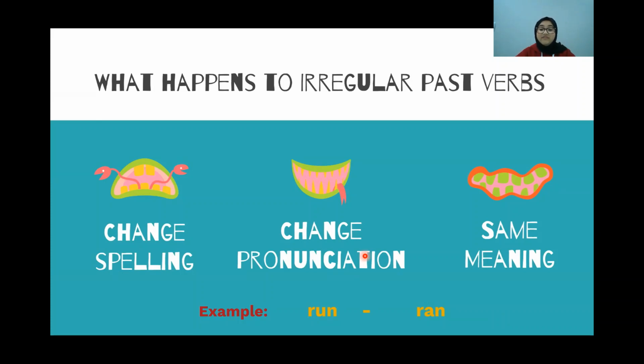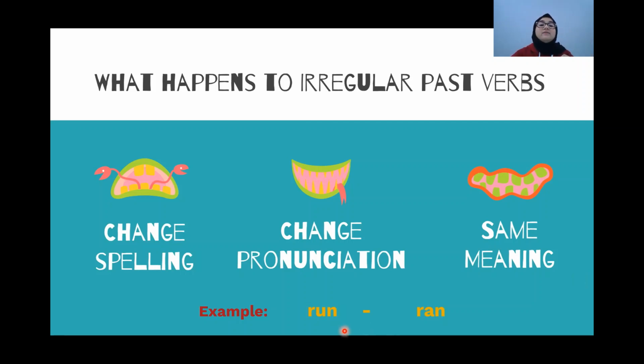Irregular past verbs. Three things happen to irregular past verbs. I want you to remember this. They are very simple. First, the spelling changes, as we see here. Second, the pronunciation changes. Pronunciation means the way we say the word or the sound. And third, the same meaning remains. The meaning does not change.